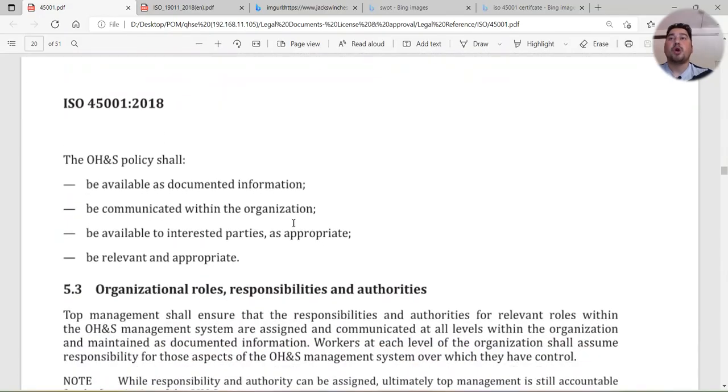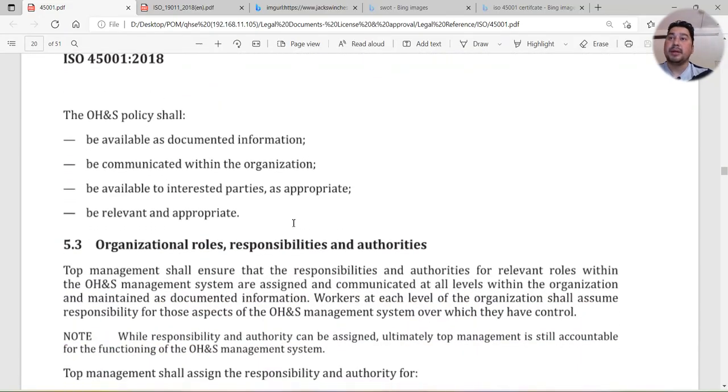So once you create the policy and implement it, the policy shall, it is a requirement, be available as documented information. So it should not be like this, once you create it, you lose it. So you have to retain a document. So whenever there is any audit, you have to show them.